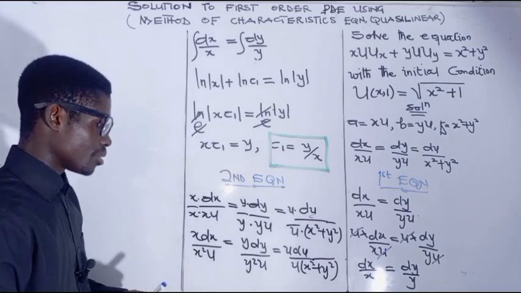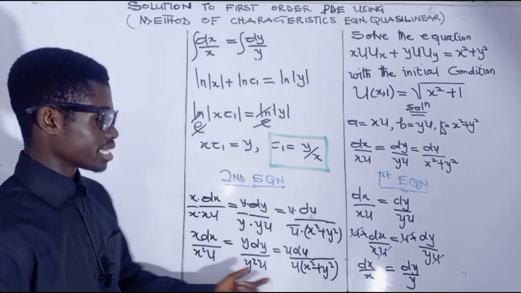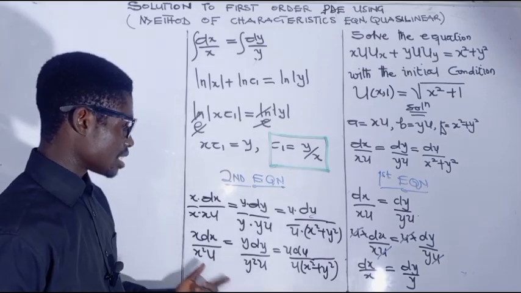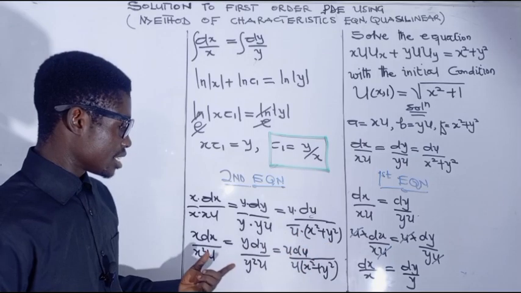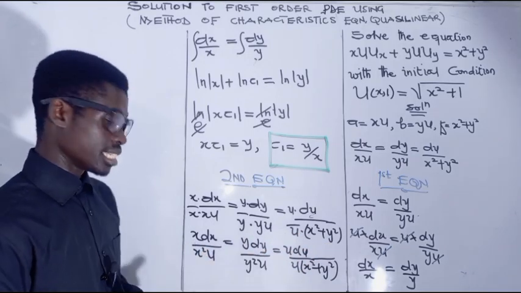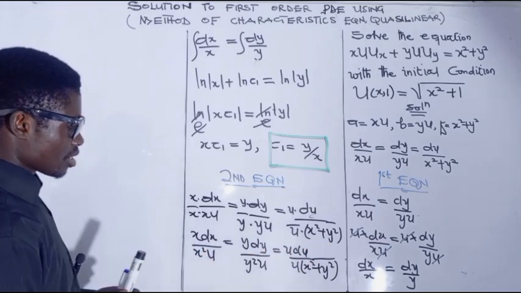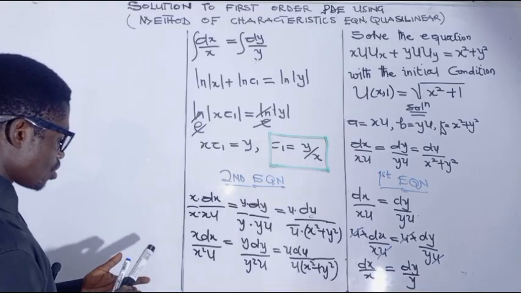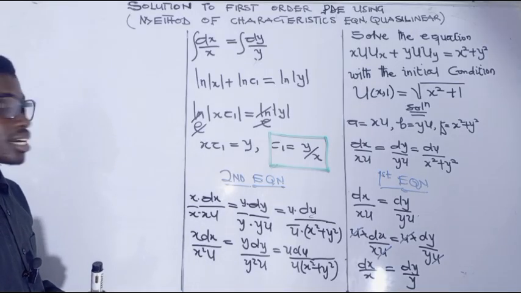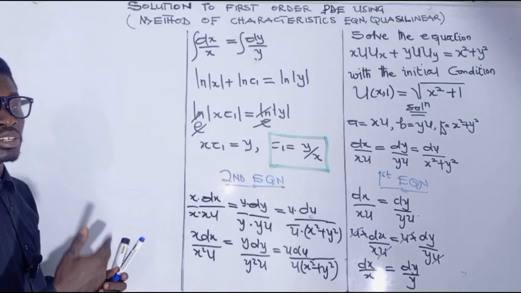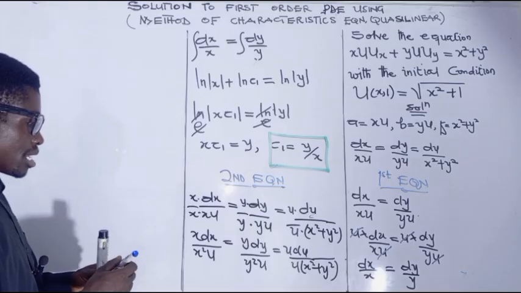So as I said earlier on, we are going to make sure that the denominators are the same. And once they are the same, we can equate their numerators and then we integrate from there. So from here, we are going to apply our basic knowledge in algebra. This concept, we'll be making use of it more often, so I think you are familiar with it.